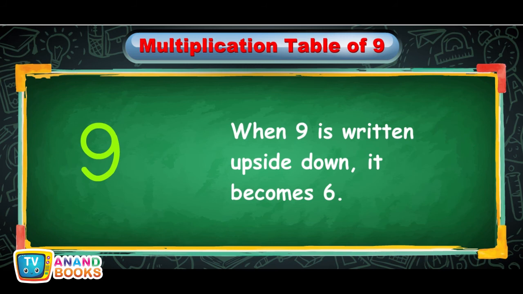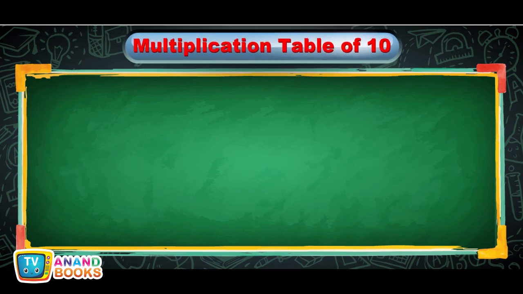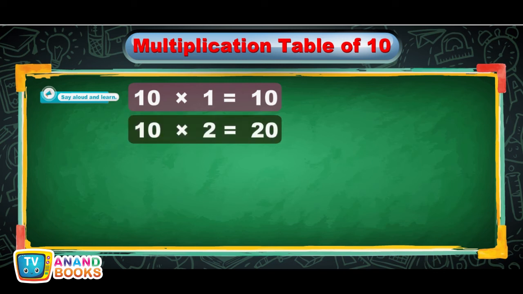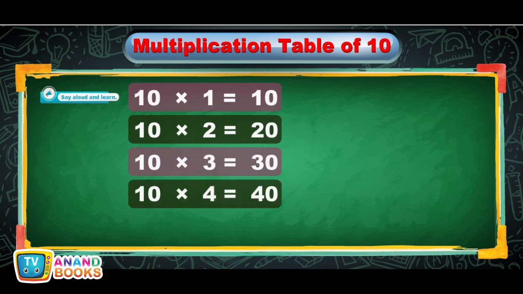When 9 is written upside down, it becomes 6. Multiplication table of 10. Say aloud and learn. 10 ones are 10. 10 twos are 20. 10 threes are 30. 10 fours are 40. 10 fives are 50.